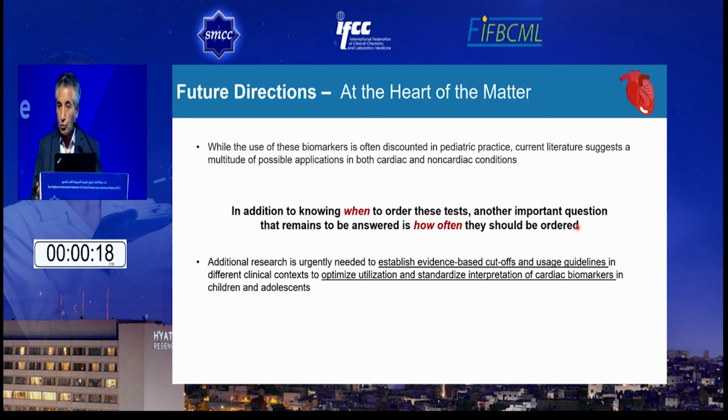In summary, this is, I believe, my last slide. There is a lot more to learn about the use of cardiac markers in pediatrics and children's hospitals, but there is definitely a significant need for more research by labs working with cardiologists to establish evidence-based cutoffs and usage guidelines for different pediatric applications of cardiac troponins, and for optimizing utilization and standardizing interpretation of cardiac markers.